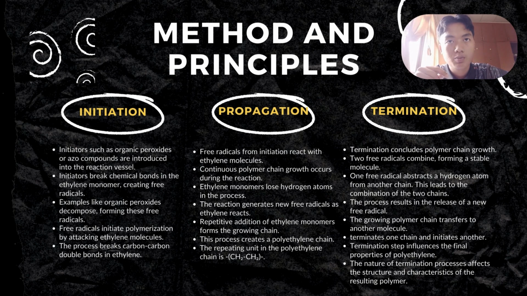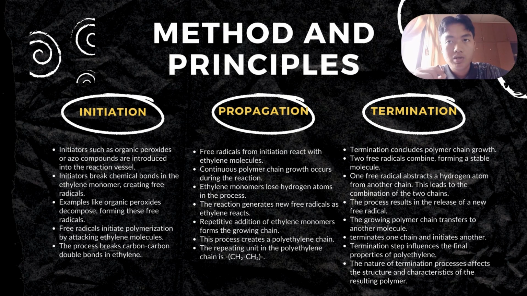Next step is propagation. During propagation, free radicals from initiation react with ethylene molecules. Continuous polymer chain growth occurs during the reaction. Ethylene monomer loses a hydrogen atom in the process. The reaction generates few new radicals as ethylene reacts. The repetitive addition of ethylene monomers forms the growing chain. The process creates a polyethylene chain. The repeating unit in the polyethylene chain is C2H4.